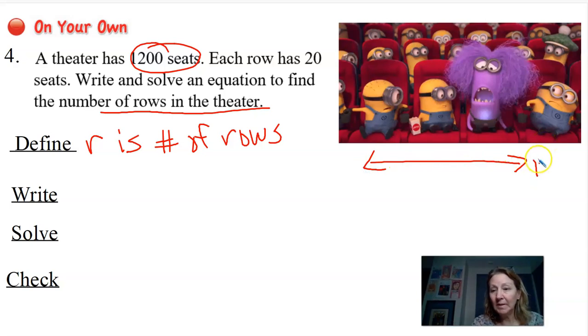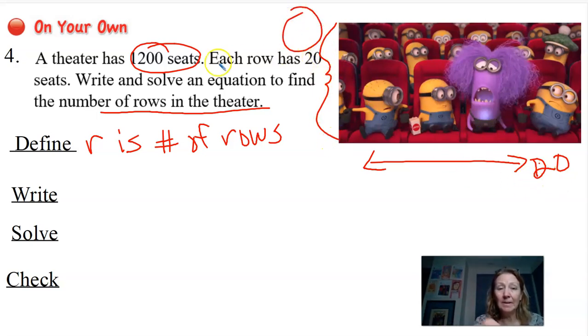Each row has 20 seats. There's 20 seats across here. What I need to know is how many rows. Oh, so it's kind of like the area of a rectangle, right? When you multiply the number of seats times the number of rows, you're going to get the total seats. Think of it like this: I already have the 20. I need to know how many rows, and when I multiply those two numbers, it equals the 1,200. So let's do this: 20 times R equals 1,200.